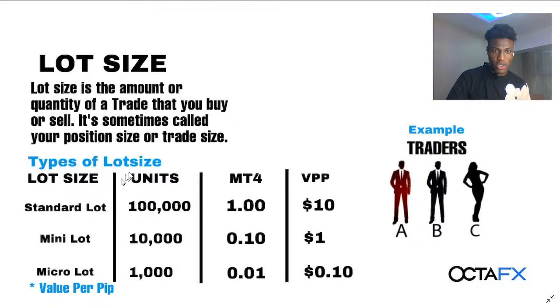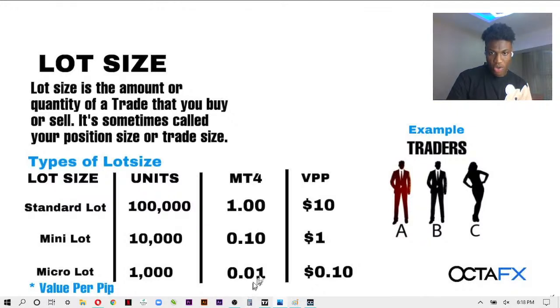The standard lot contains 100,000 units. It is represented on MT4 by 1.0, and the value per pip of a standard lot is $10. I'll explain what that means. The mini lot contains 10,000 units. It is represented on MT4 by 0.10, and the value per pip of a mini lot is $1. The micro lot contains 1,000 units, represented on MT4 by 0.01, and the value per pip is 10 cents.